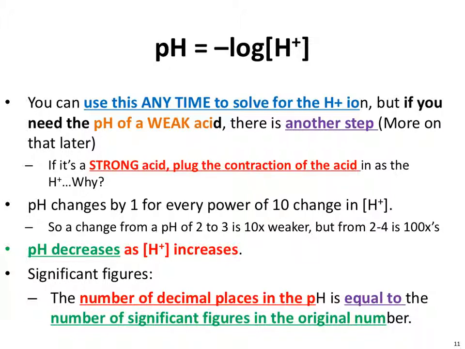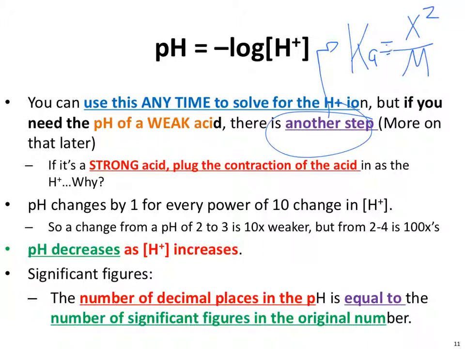But if it's weak, what did you have to do? Very good. I'm going to write this. Another step is right here. Ka is equal to x squared over M. Now, since it's Ka, first of all, what does Ka stand for?